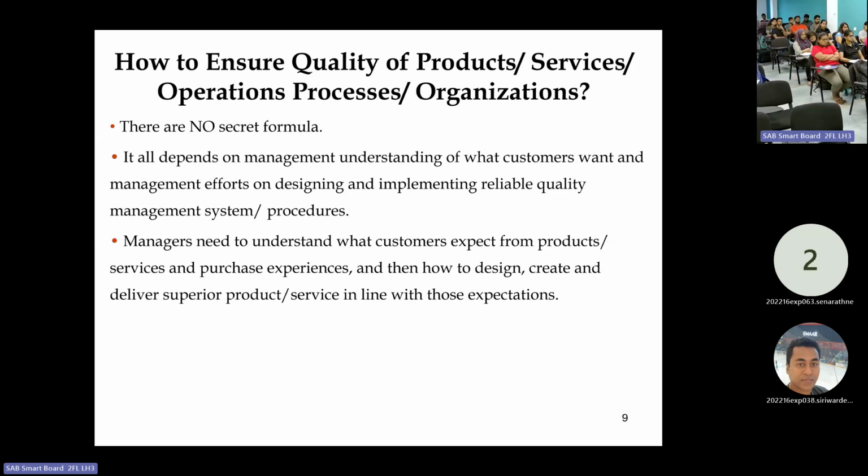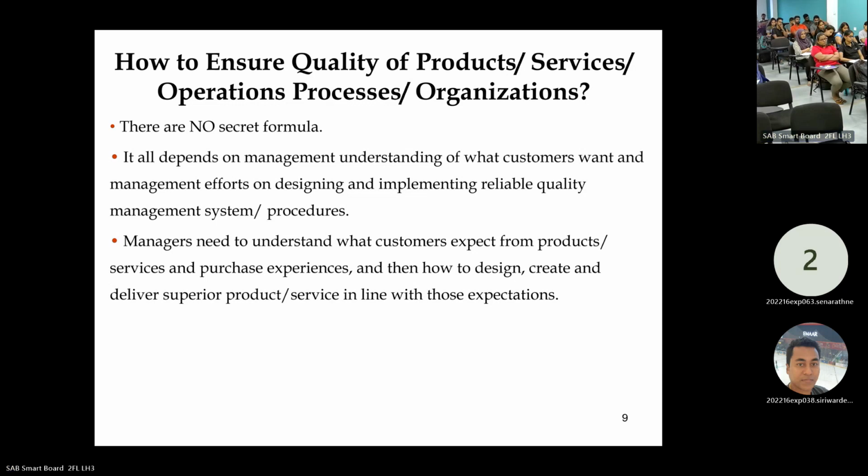There is a simpler way that we can understand what quality management is. They will have to understand what customers want, and then put the right efforts to design and implement better quality management systems and procedures. Further to that, managers need to understand what customers expect from your products, your solutions, your purchase experience at your place, and they should know how to design, create, and deliver superior products in line with those customer requirements, customer expectations. That is the way to ensure the quality.